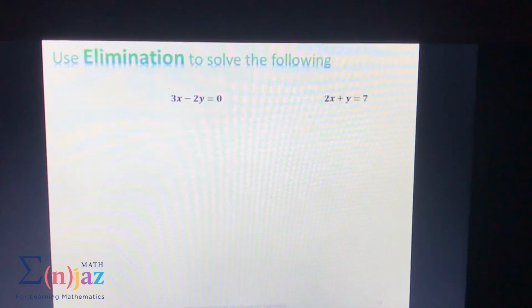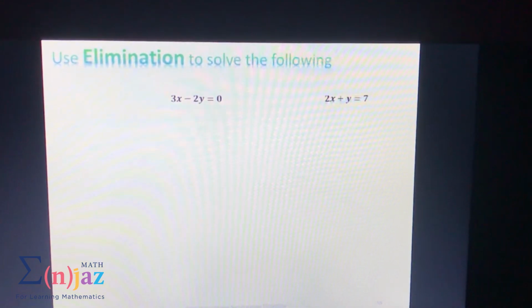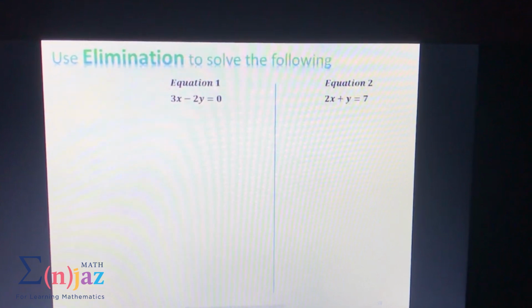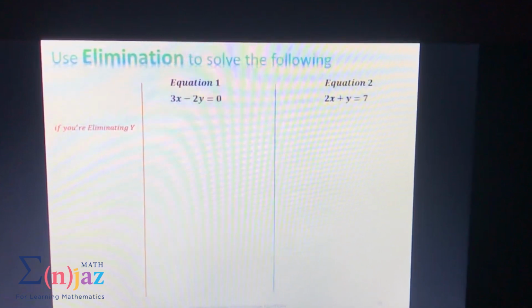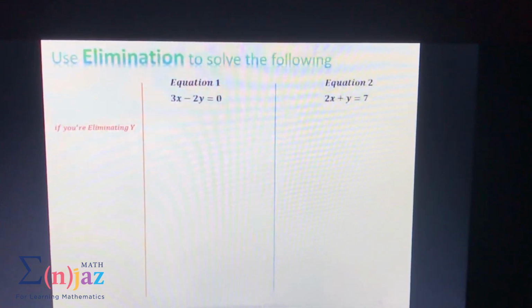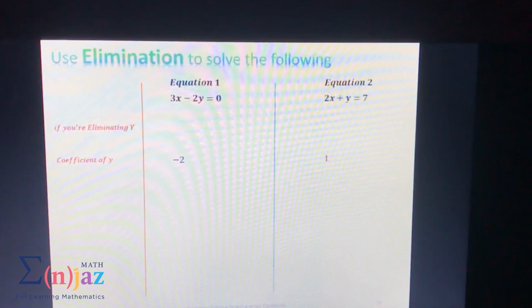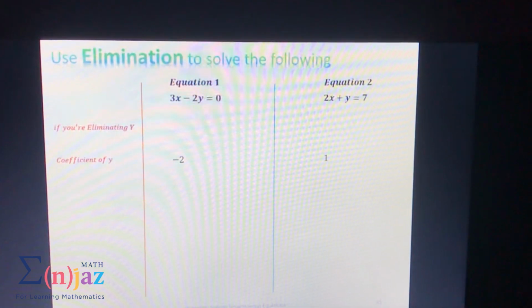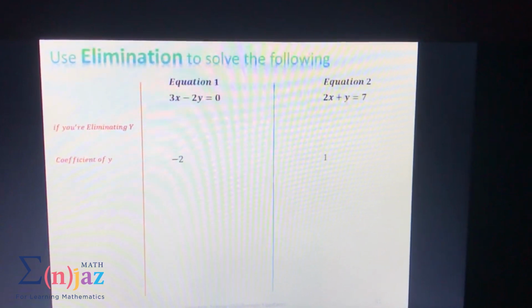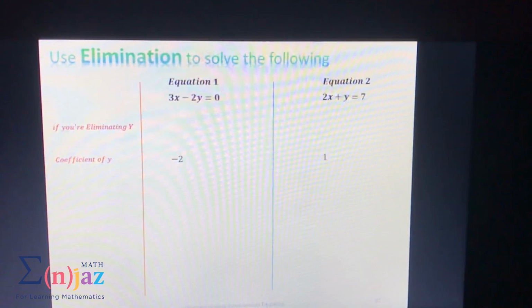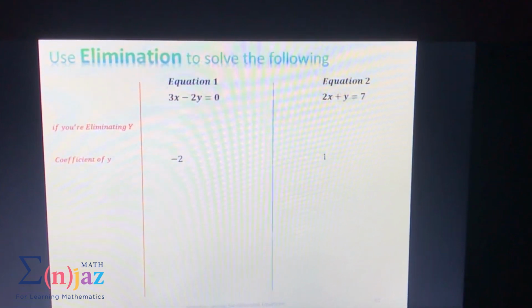The elimination method, we're going to start with the exact same steps that we started with in the substitution method. Let's first address each of the equations, equation 1, equation 2, and then decide which of the two variables, x or y, I'm going to eliminate. Let's say that I decided to eliminate y. So let's identify the coefficient of the variable that I'm trying to eliminate. The coefficient in the first equation is negative 2, and the coefficient in the second equation is 1.